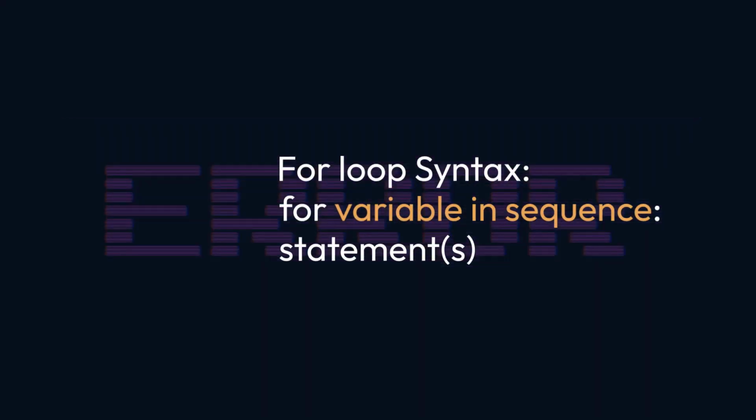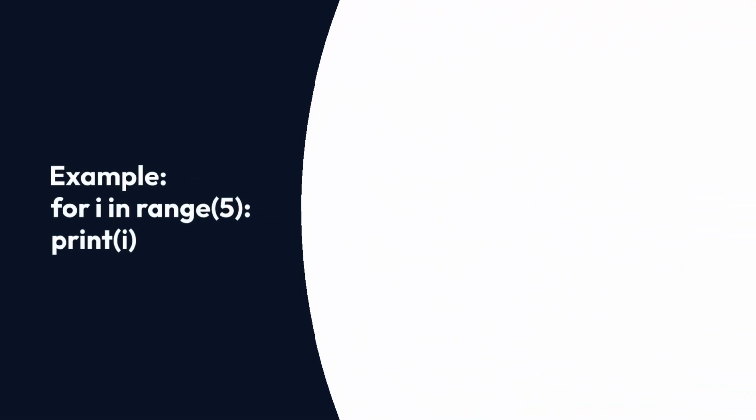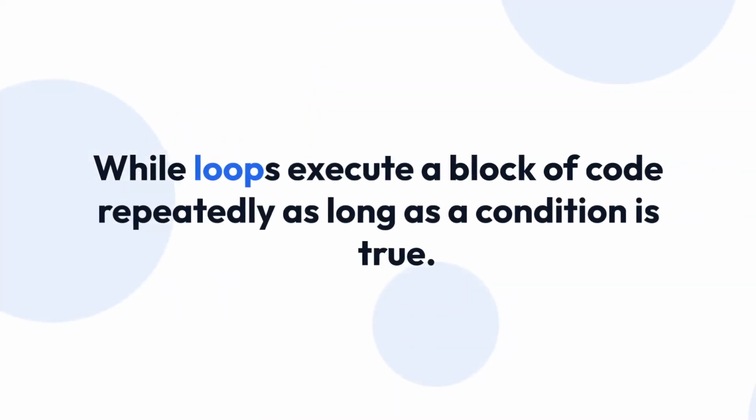For loop syntax is: for variable in sequence, and the statement. Example: for i in range(5): print(i). So this will print numbers from 1 to 5.